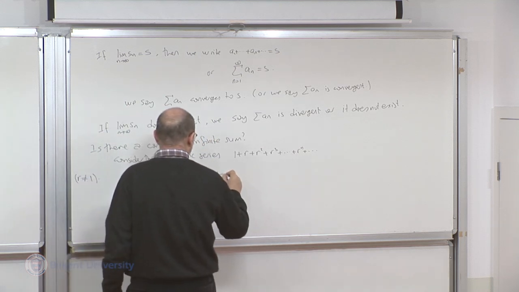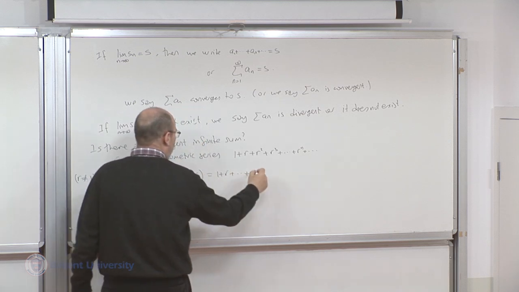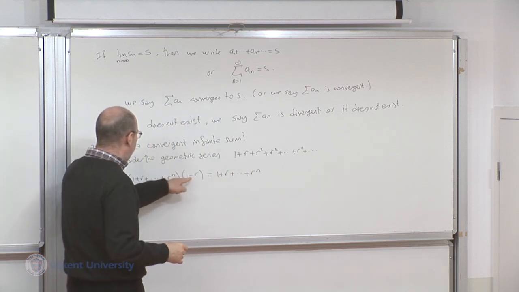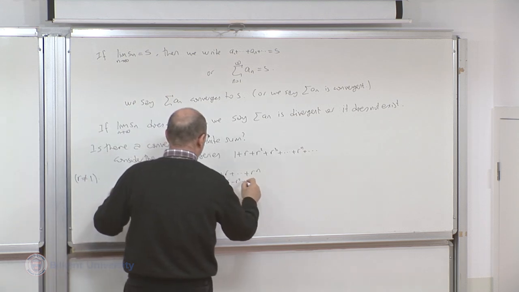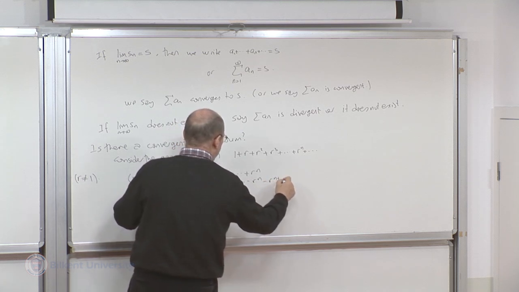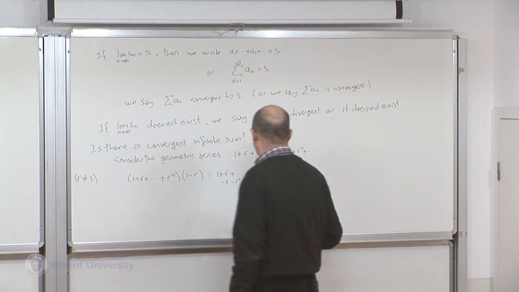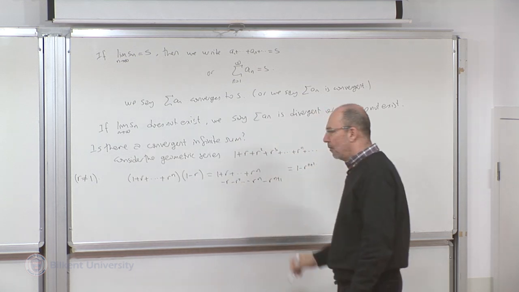Okay, so let me write this. First, you multiply this by r. By 1, you get r to the n. Then you multiply everything by minus r. So you start from here. You have minus r squared, minus r^n, and you multiply this, minus r^(n+1). Okay, so when you write this, this is 1 minus r^(n+1).